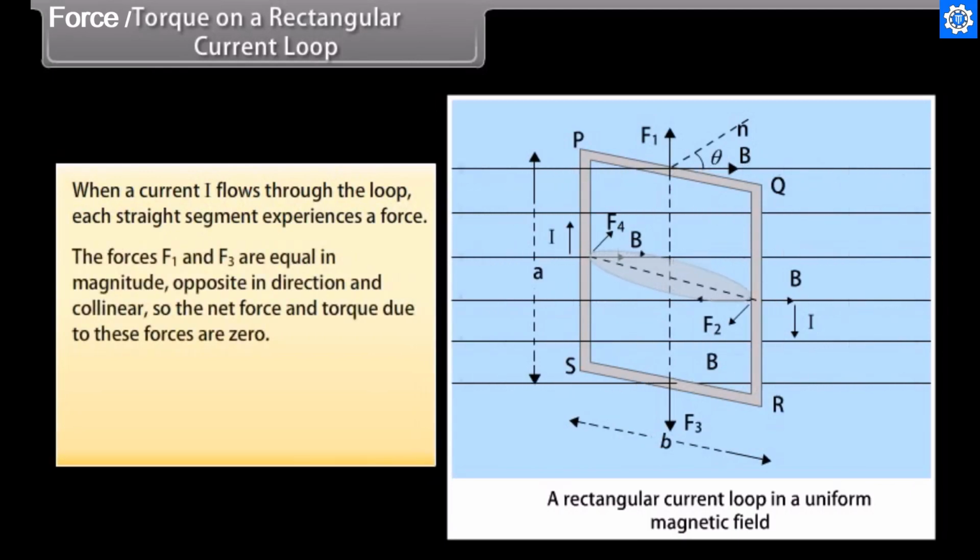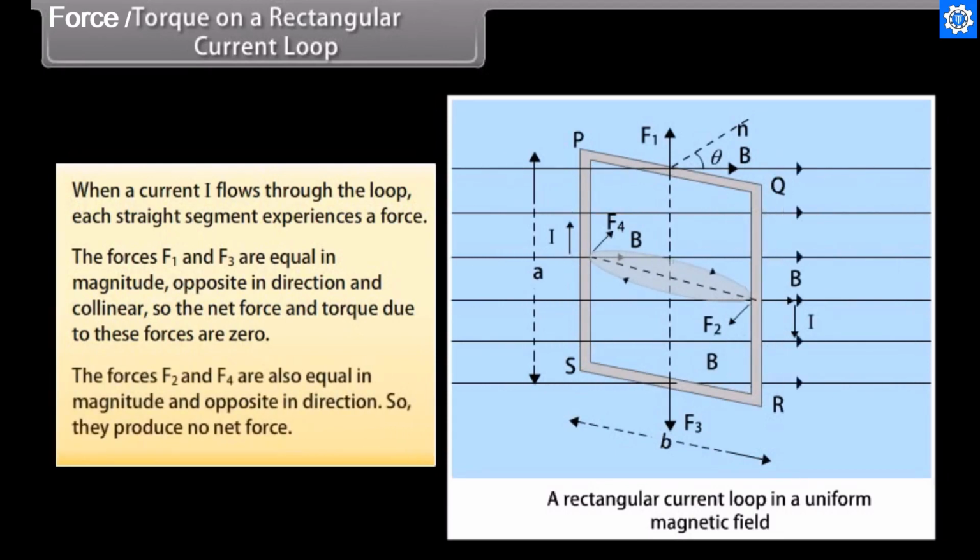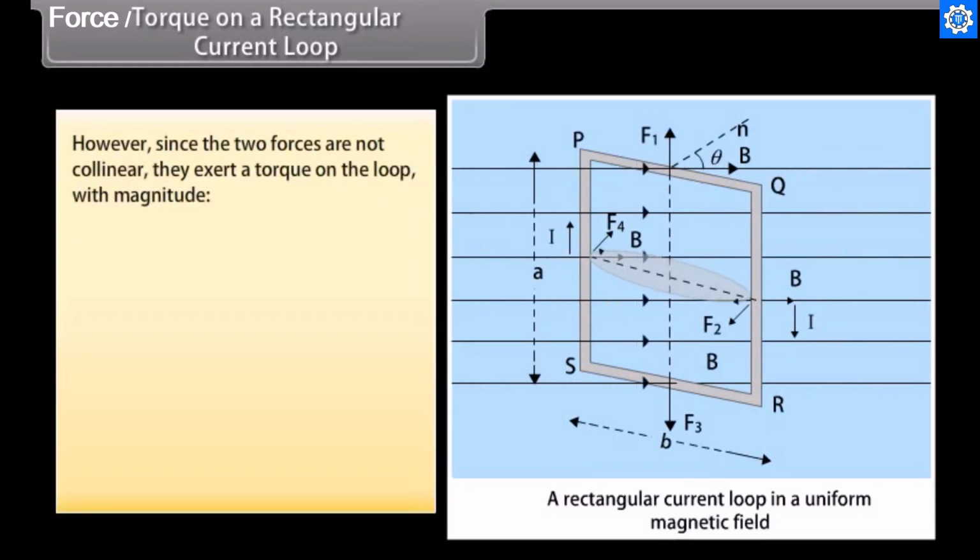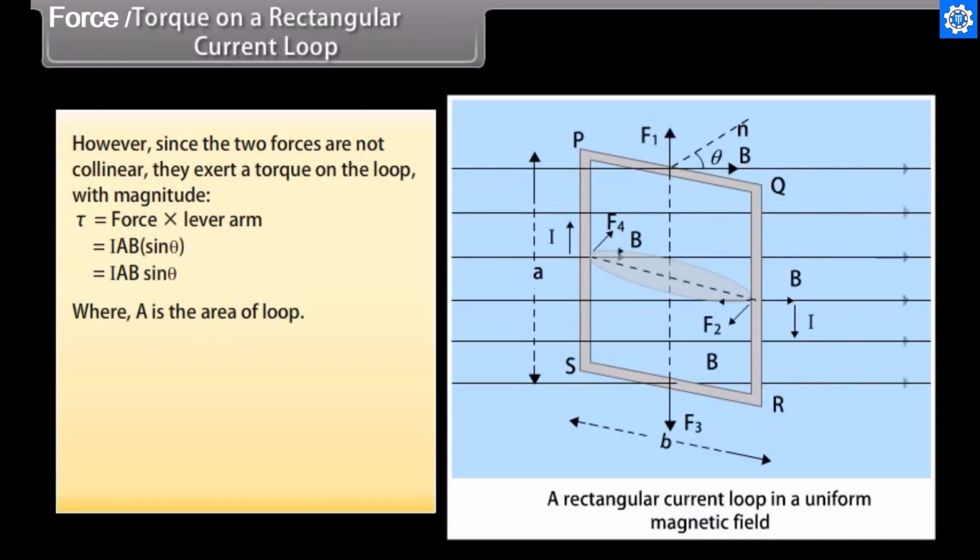The forces F1 and F3 are equal in magnitude, opposite in direction and collinear, so the net force and torque due to these forces are zero. The forces F2 and F4 are also equal in magnitude and opposite in direction, so they produce no net force. However, since the two forces are not collinear, they exert a torque on the loop, with magnitude equal to the product of force and lever arm, which is equal to IAB sin theta, where A is the area of the loop.